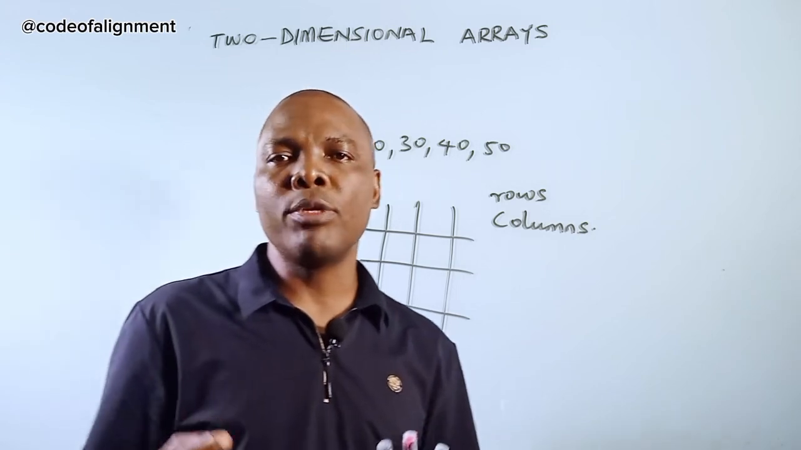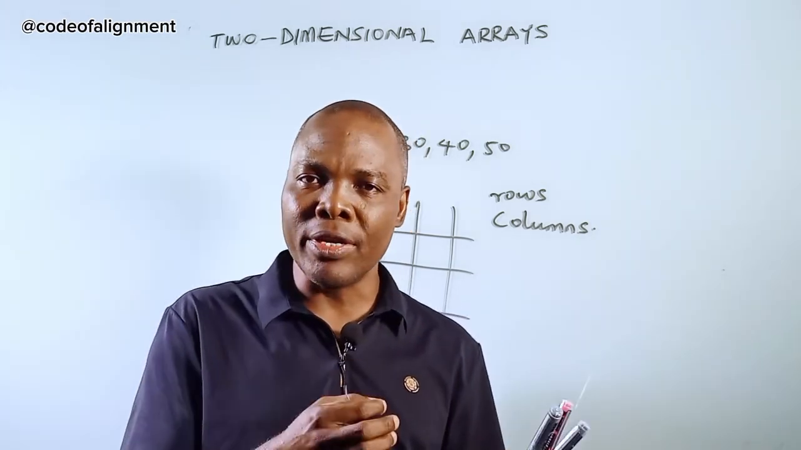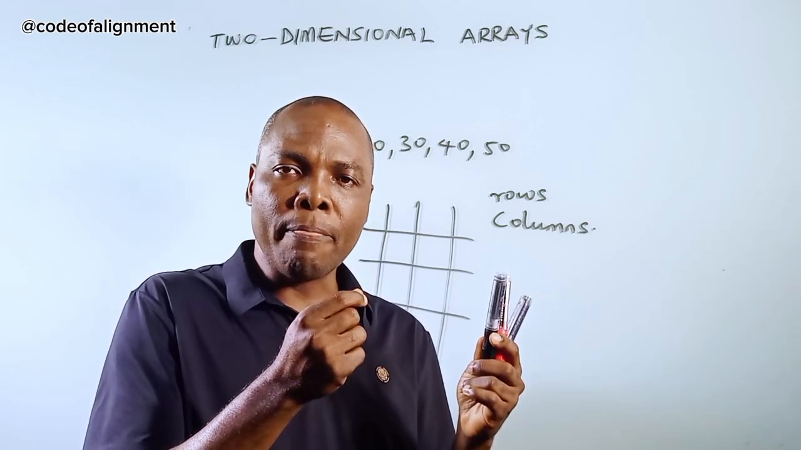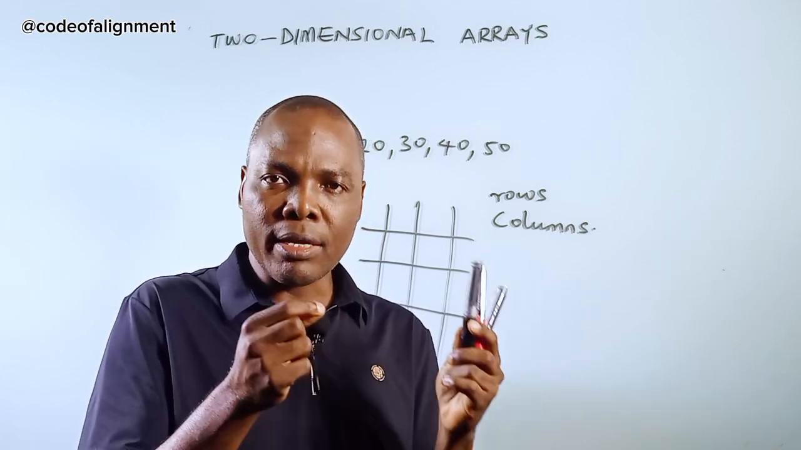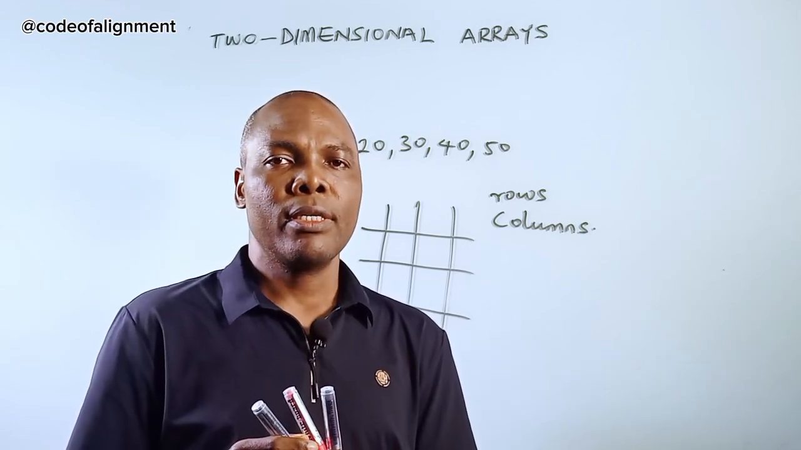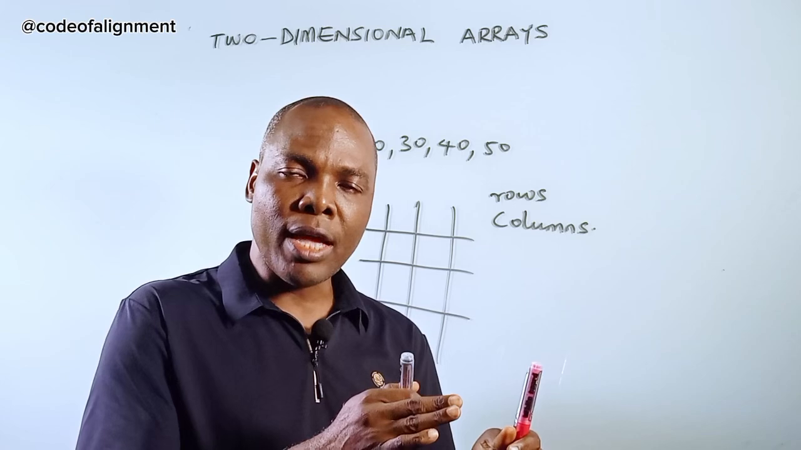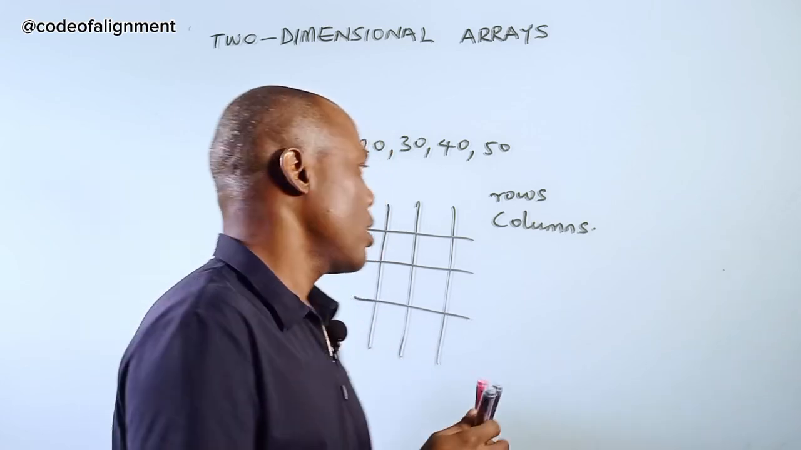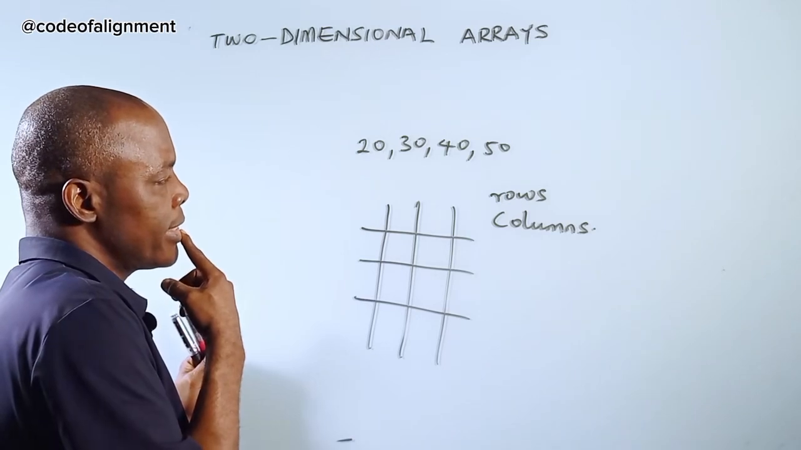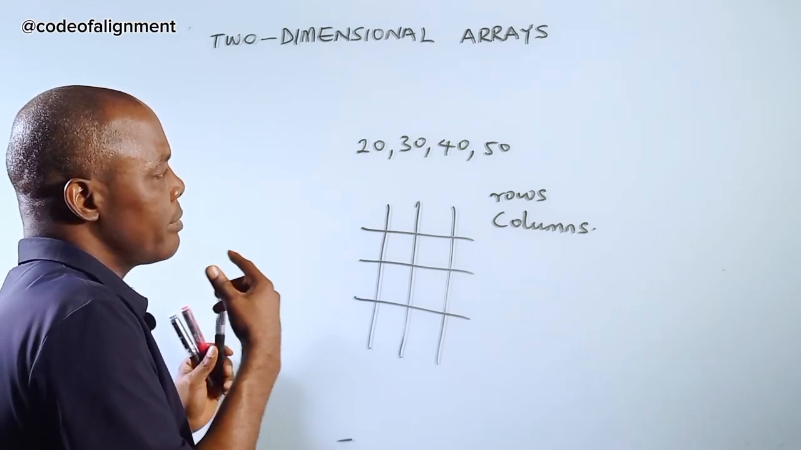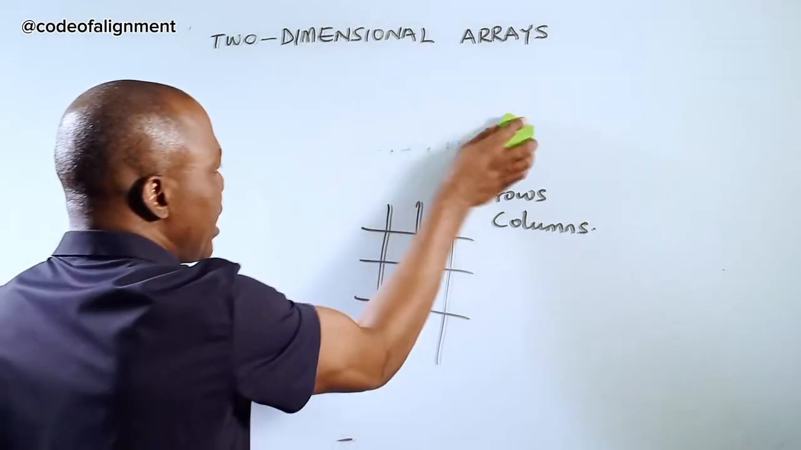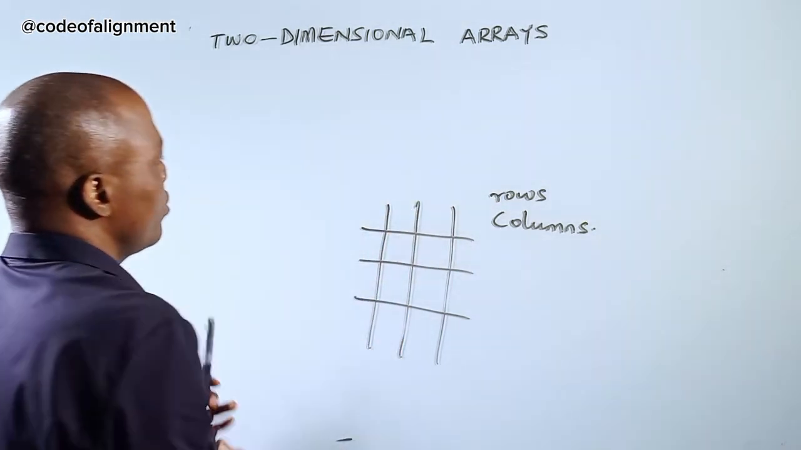So what is a two-dimensional array? A two-dimensional array is an array whose elements are themselves one-dimensional arrays. That is, the elements of a two-dimensional array are one-dimensional arrays. So how do you represent that? How do you write the syntax for a two-dimensional array?